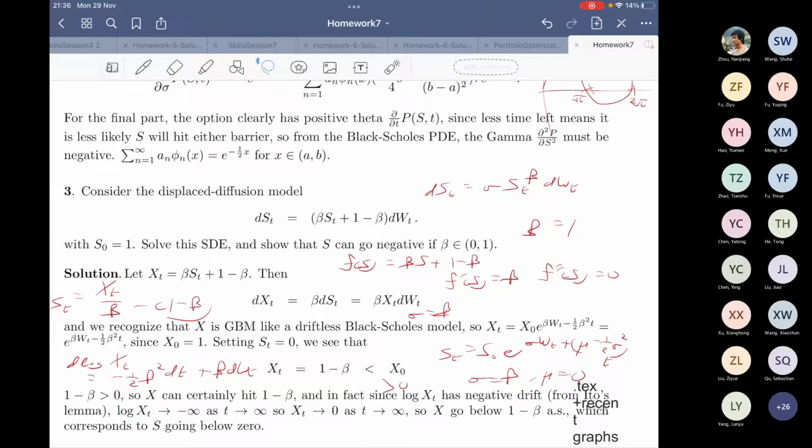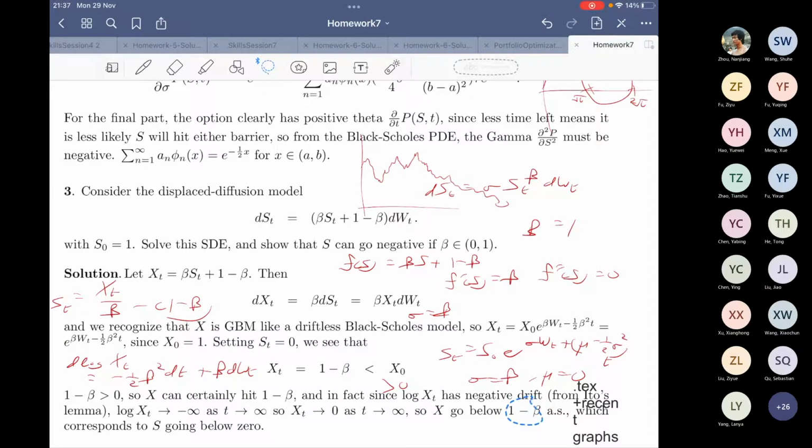So if log xt is tending to minus infinity, xt is tending to 0. Obviously it's going to fluctuate a bit, but it's going to be like this kind of behaviour. It is actually a martingale as well, which is strange, but it still nevertheless tends to 0 eventually. So in particular, it's going to hit 1 minus beta at some point.